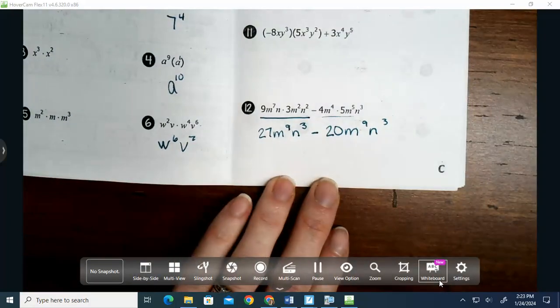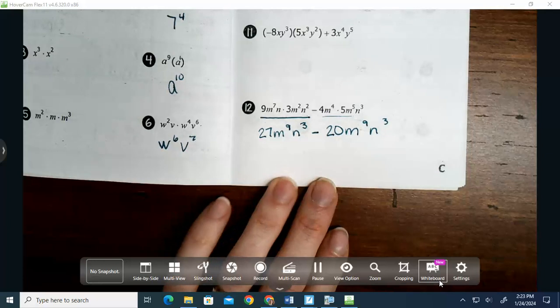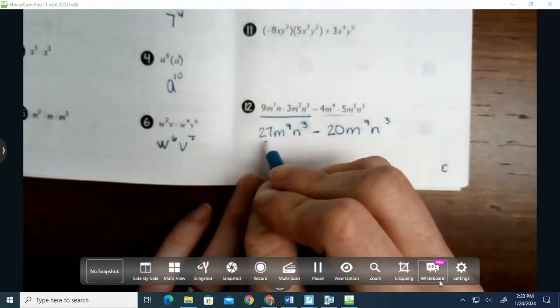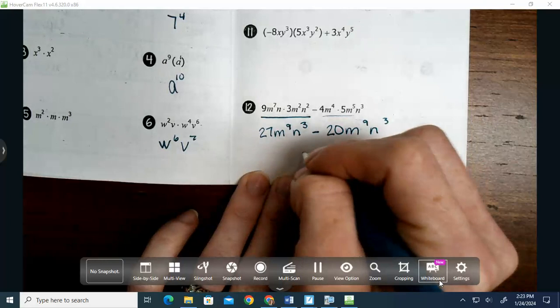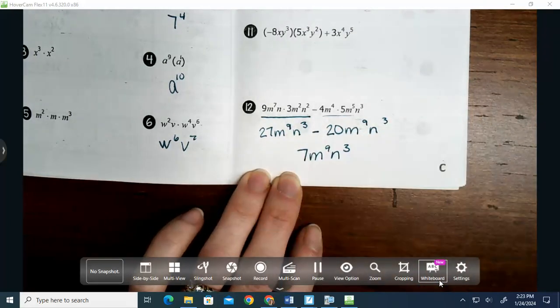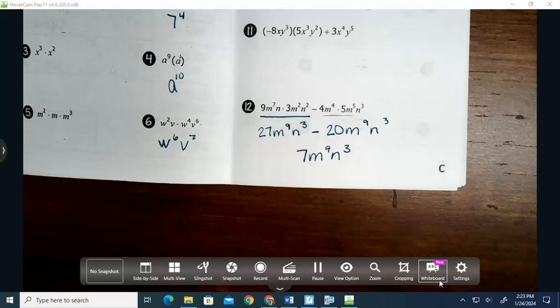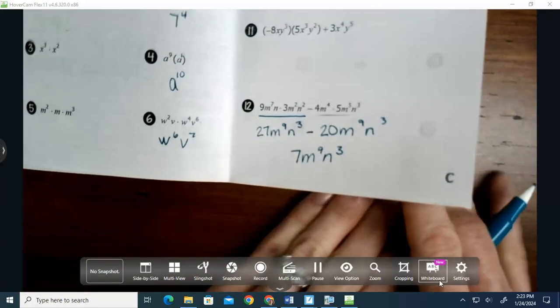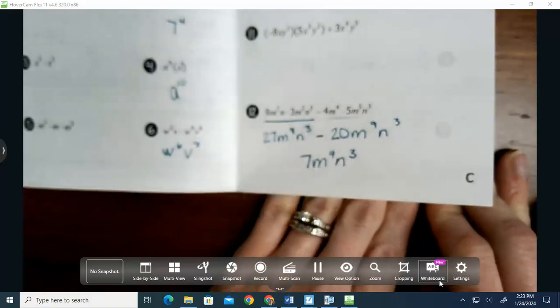Now, are these like terms? Yes, remember if they have the same variables, they're like terms, so then you can combine the numbers. So 27 minus 20 is 7, and the variable part stays. All right, are we okay with those review problems? Okay, so if I gave you a quiz and put those problems on it, everybody would ace them. We'd be fine. Okay.